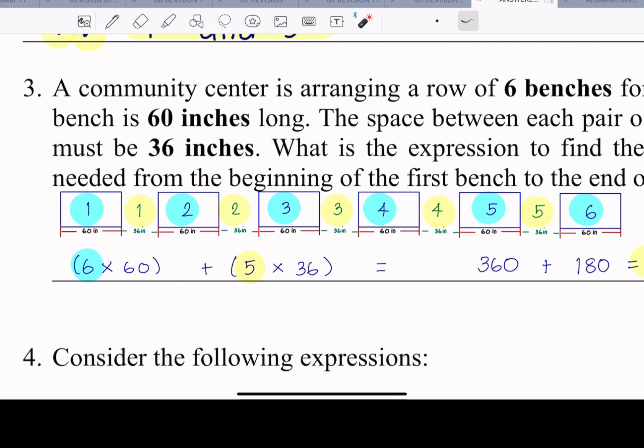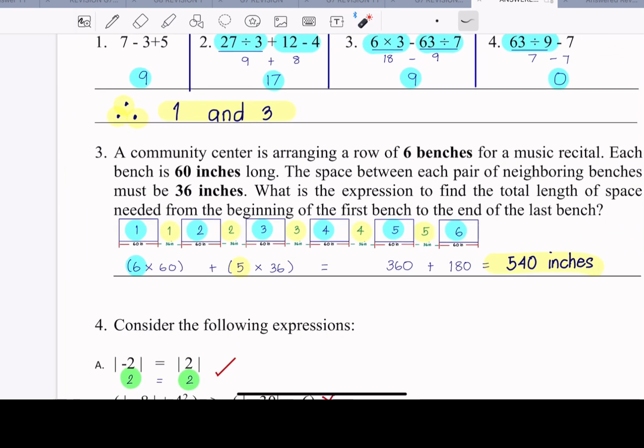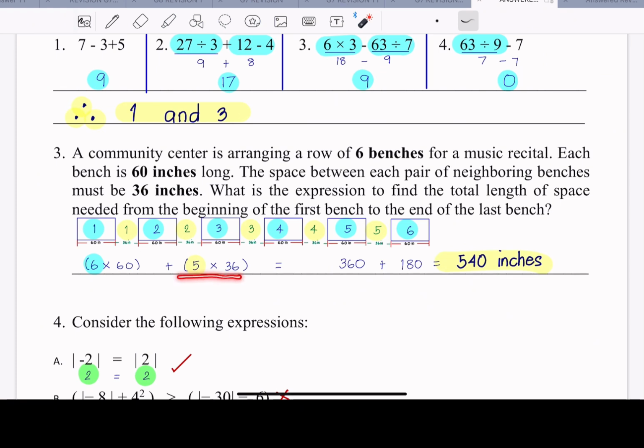So in order to do that, all you have to do is to count how many benches. 6, and how long? 60 inches. Then we add the spaces. 5, and how long? 36. Then we just have to solve PEMDAS again. 6 times 60 is 360. 5 times 36 is 180. And that gives us 540 inches.